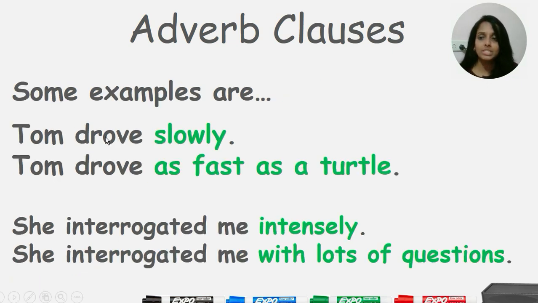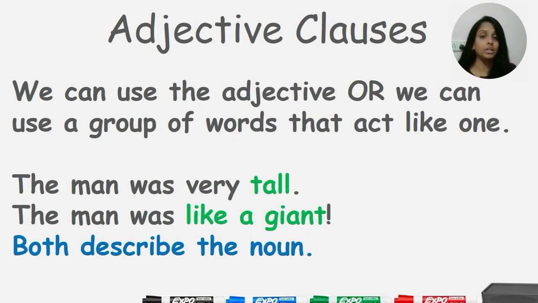And there are some more examples given here. Tom drove slowly. Tom drove as fast as a turtle. Here again, when I'm saying as fast as a turtle, that means it's slow, right? So Tom drove slowly and Tom drove as fast as a turtle. Both mean the same. She interrogated me intensely. She interrogated me with lots of questions. That means very intense, right? Both define the same thing. So these are adverb clauses.